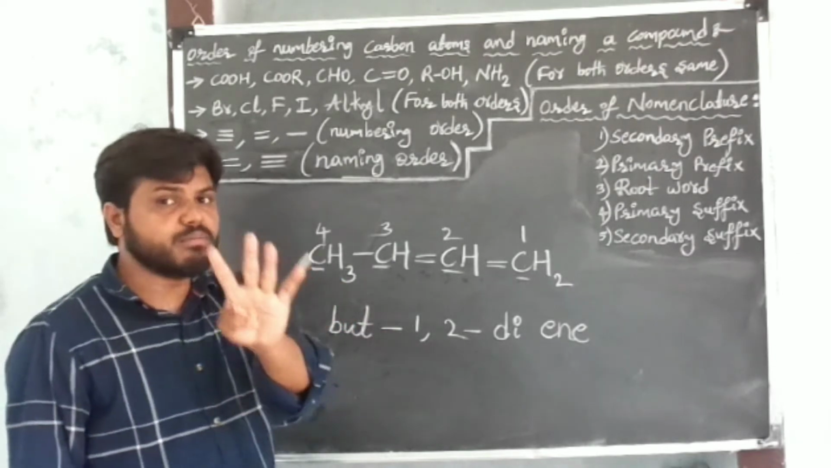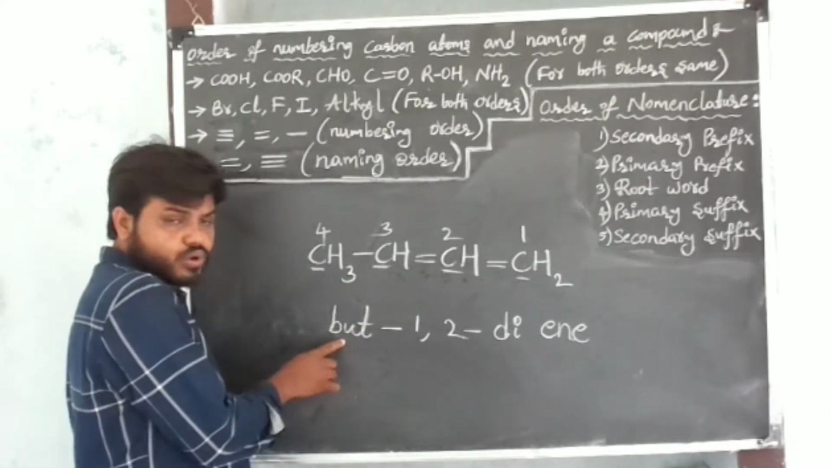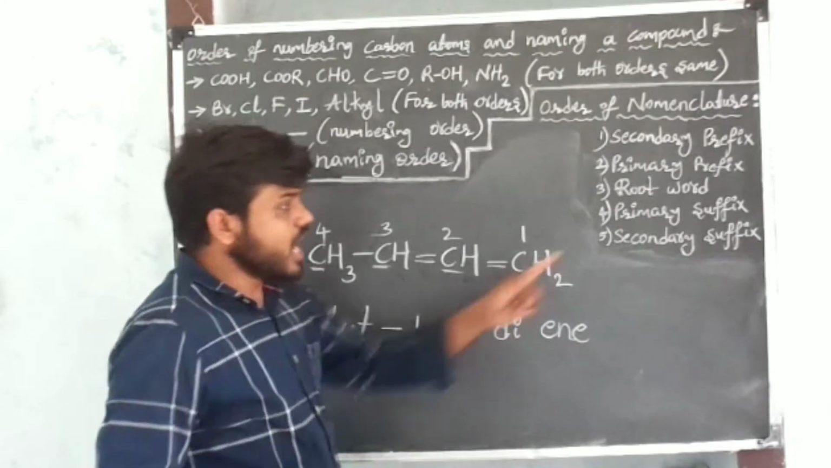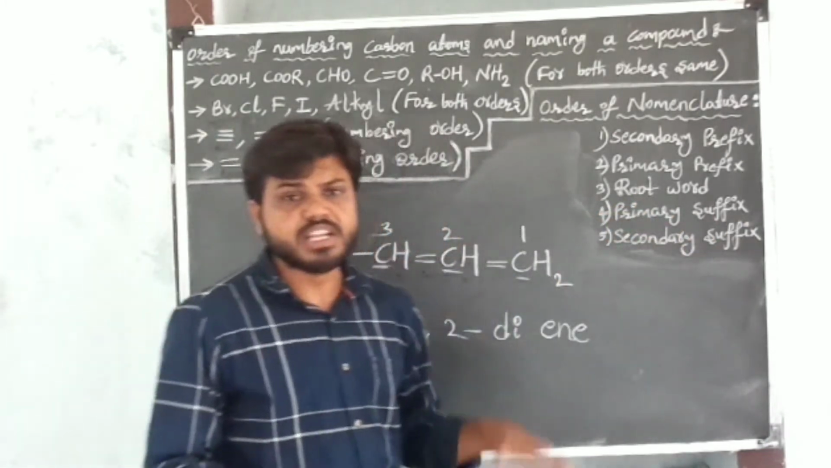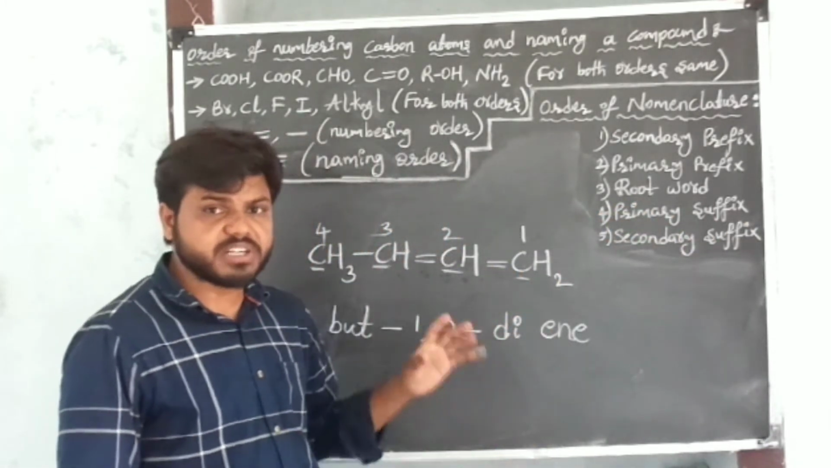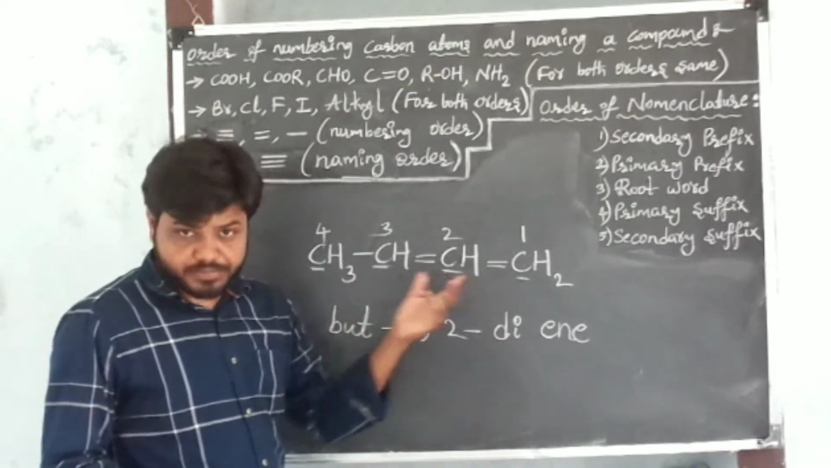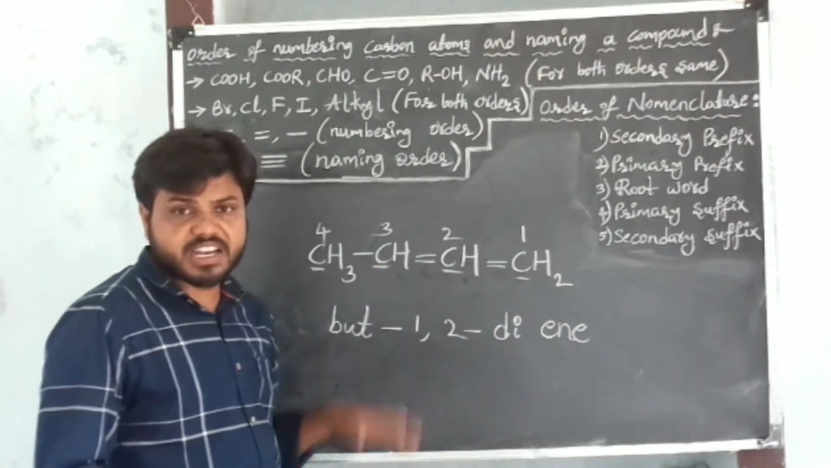In the given carbon compound, there are 4 carbon atoms. The root word for 4 carbon atoms is "but". After writing the root word, go to the primary suffix. Primary suffixes are single bonds, double bonds, and triple bonds. See the compound: 2 double bonds are there, and the remaining are single bonds.